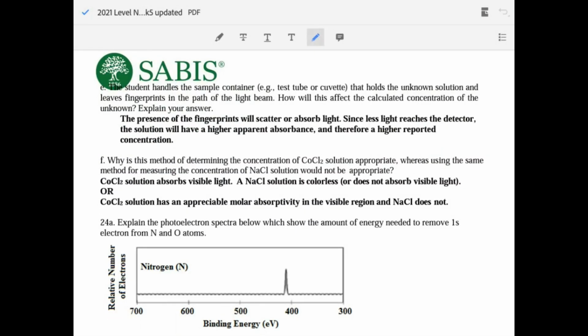And then E, where the unknown solution leaves fingerprints. If you leave fingerprints, that means less light will go through. If less light goes through, it means that the solution absorbed it more, in a sense. If it was ideal, it would have absorbed it more, so the recorded absorption would be higher, which would make the concentration seem higher. So higher apparent absorption and higher reported concentration.